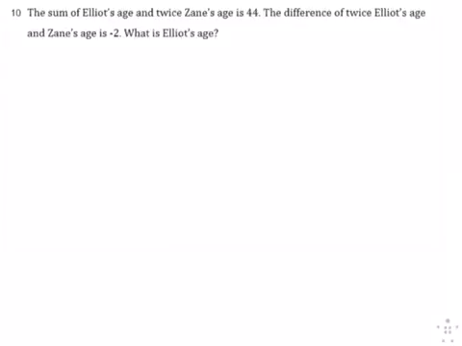44. The difference of twice Elliot's age and Zane's age is minus 2. What is Elliot's age? So what we're going to do here is set up another system of equations for Zane and Elliot. Okay? So I'm going to let x equal Elliot and y equal Zane's age. Okay?